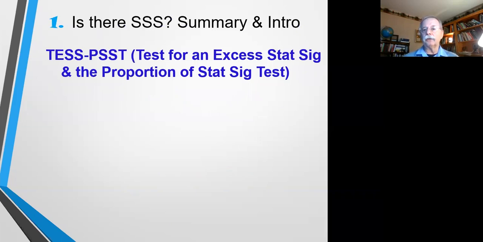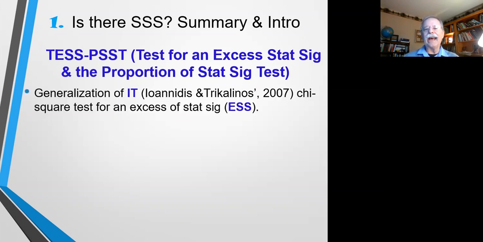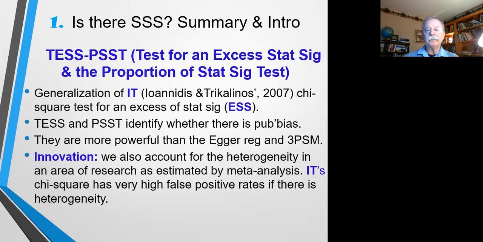To talk about this first strand, we have these two tests. One is a test for excess statistical significance called TESS, and the other one's a test for the proportion of statistically significant tests, PSST, as an acronym. Both of these are generalizations of a chi-squared test that John Ioannidis and Tom Trikalinos proposed back in 2007. Both of them are ways of identifying publication bias.